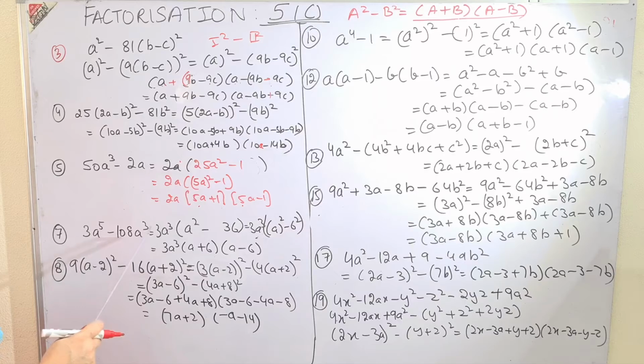Moving to the 7th sum, same method, same sum. Now a cube and 3 can be taken out. So I took 3a cube common.